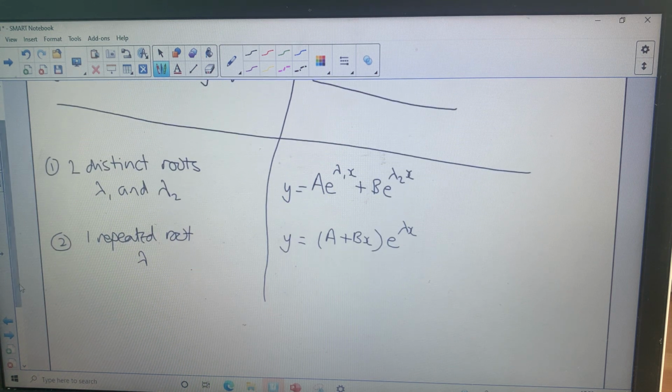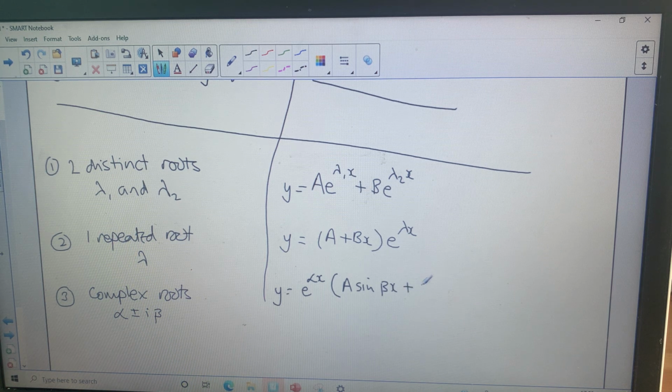And then the third situation that you would have is where you have complex roots. And of course, you will have 2 complex roots. Complex roots, well, they come in pairs, don't they? And they will be in the form alpha plus or minus i beta. And in this instance, your general solution will be e to the alpha x, bracket, A sine beta x plus B cos beta x.